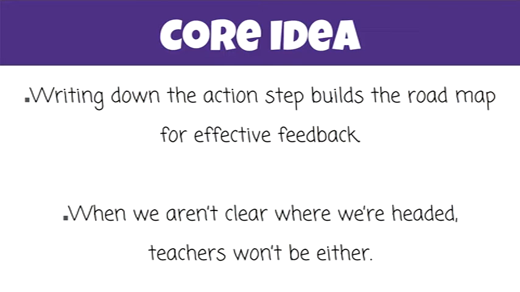The core idea here is to write down the action step because it builds that roadmap for effective feedback. When we aren't clear where we're headed, teachers aren't going to be either. So if we don't have a clear idea of where we're going and what goals we want to meet, then our teachers aren't going to have a clear idea of the goals they need to reach so that we can all get there together.